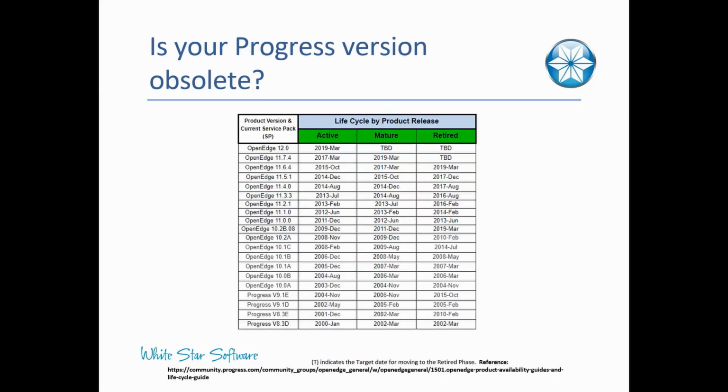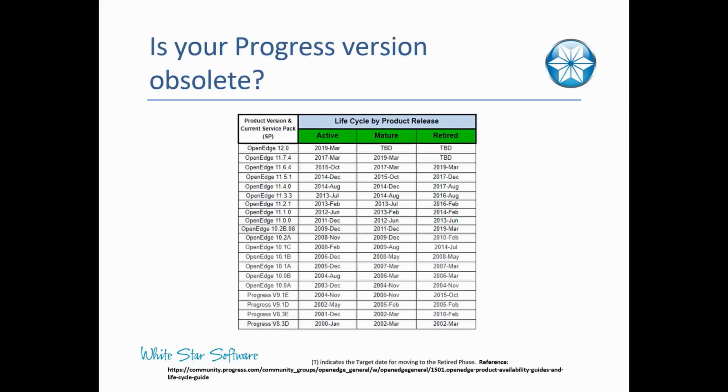So is your Progress version obsolete? Progress has a nice product lifecycle guide on their website, and basically it's a roadmap of where we're at with a particular version, and whether or when they plan on making it mature or retired, or if it's already retired and we should be moving away from it.